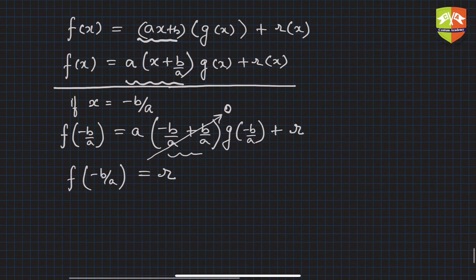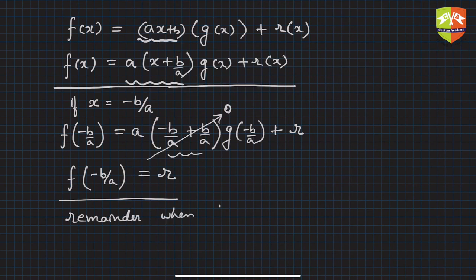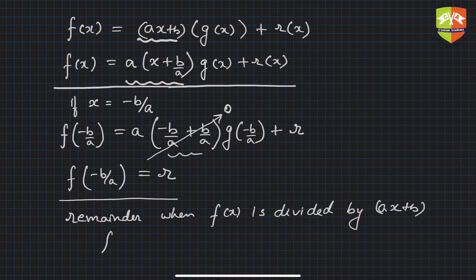So don't we get the remainder, guys? We just got the remainder when f(x) is divided by ax+b. The remainder when f(x) is divided by ax+b is simply f(minus b by a), right? This is what is called the remainder theorem.